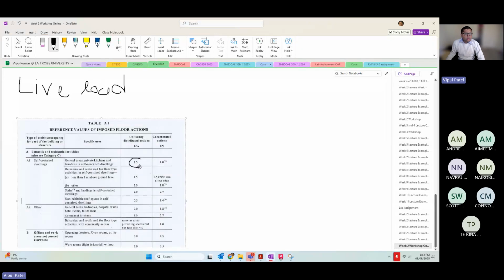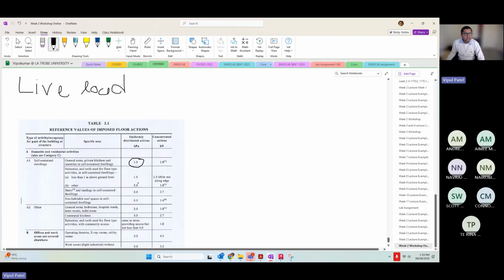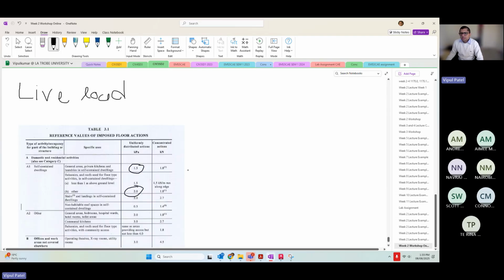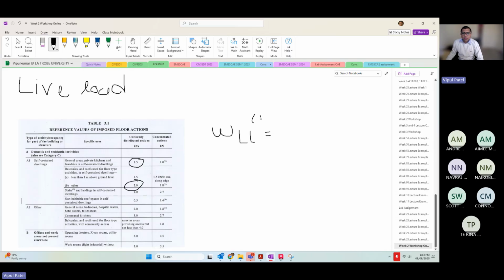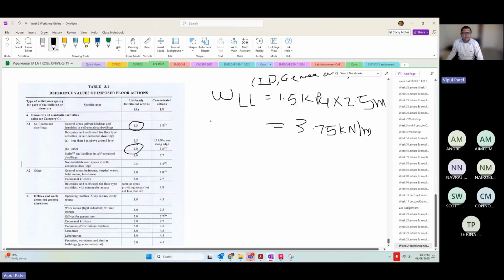For general area, we can have 1.5 kilopascals, and for balcony area above the ground, 1 meter above the ground, we will have 2 meters. So W live load for the general or indoor area is 1.5 kilopascals multiplied by the perpendicular distance 2.5 meters, and you get about 3.75 kilonewton per meter. That is your general area, kitchen area, and all these private kitchens and self-contained dwellings, bedrooms and all.